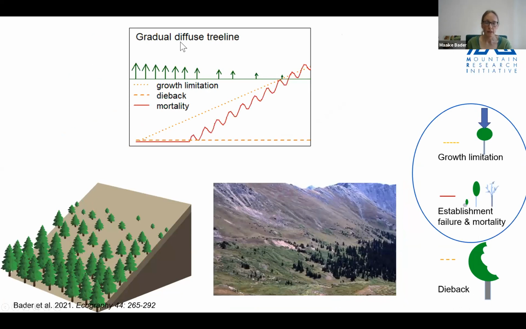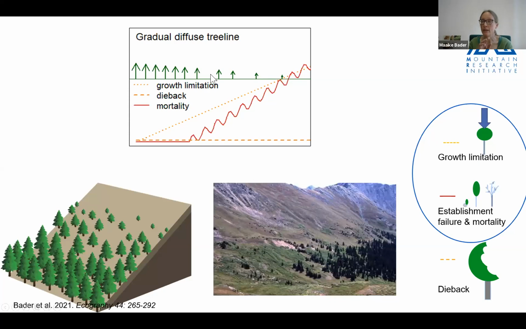Now I already said the opposite of discrete is diffuse, and in a diffuse tree line, there's still growth limitation going on, but there's also mortality going on. But in this case, I drew the mortality as a sort of sinus line, because if you have a smooth increase in mortality, then if you model this and you leave it run long enough, then at some point the whole area will be closed.